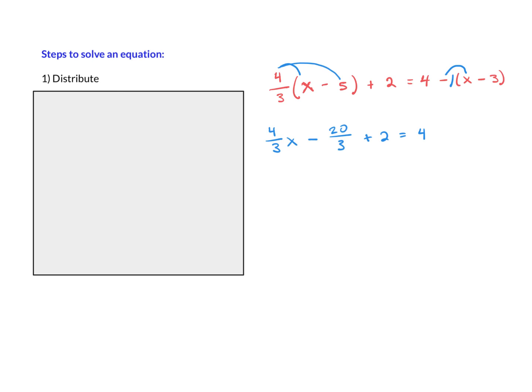So -1 times x is a -x. You also could write -1x if you prefer. And then when we distribute the -1 to the -3, we just need to notice that is a negative times a negative, so +3. All right, so our first step, do any distributing that you are able to do.